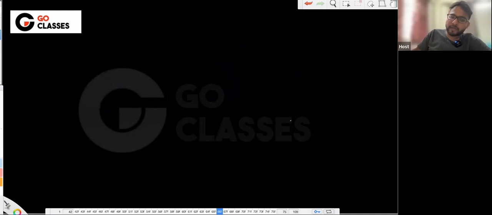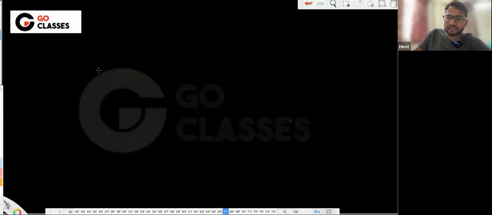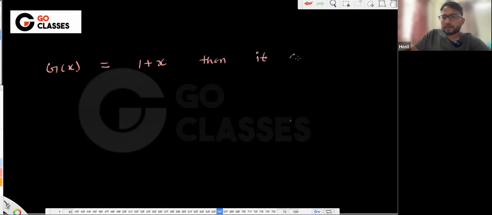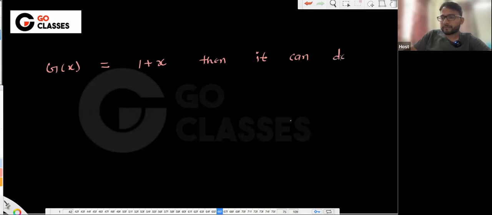Let's solve one GATE PYQ. It is not the exact PYQ, I do not remember it, but it is there in the next slides. Let's solve one question which is almost similar to a GATE PYQ. Let's suppose they are saying the generator is this. Then it can detect errors of which form?